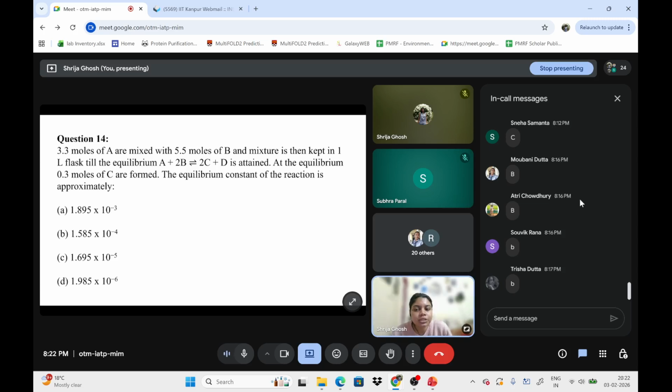So A plus 2B goes to 2C plus D. This is the reaction. The initial concentrations of A and B are given. The final concentration at equilibrium for C is given, and you have to find the equilibrium constant. Write the reaction clearly in your notebooks and then write the initial concentration and equilibrium concentration. Define the equilibrium constant based on the equilibrium concentrations. Then you will be able to solve for the equilibrium constant. All of you solve this question.